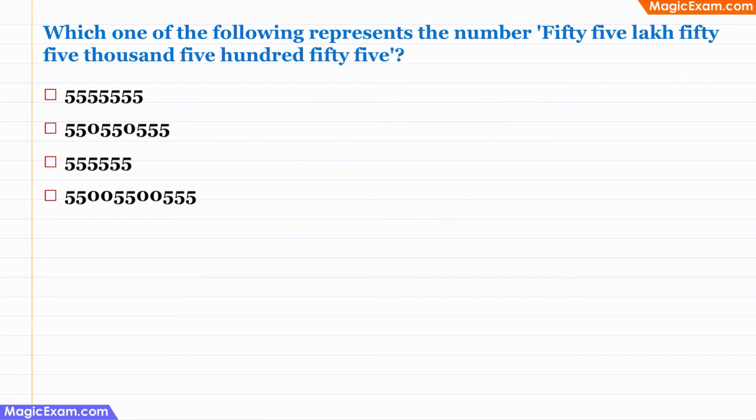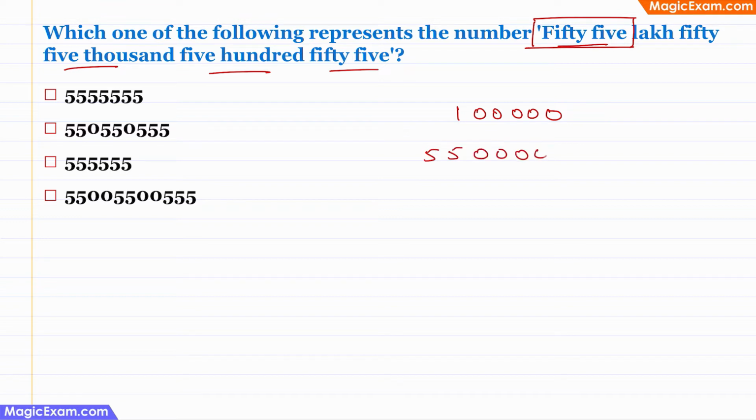Which one of the following represents the number 55,55,555? This is again a very simple question. First, look at what is 1 lakh. 1 lakh is nothing but 1 followed by 5 zeros. So if we have to write 55 lakhs, then it will be 55 followed by 5 zeros. So the answer should have 5 plus 2, that is 7 digits in it. Now if you look at all the given options, only the first one has 1, 2, 3, 4, 5, 6 and 7 digits. Therefore this is the correct answer.